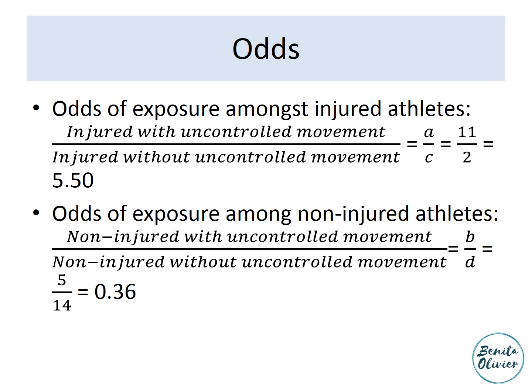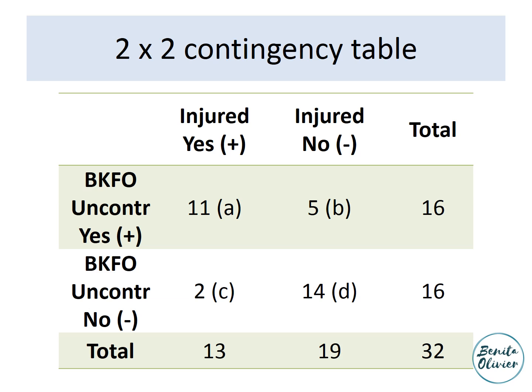Now first, before you can calculate the odds ratio, you need to calculate the odds. So the odds of exposure amongst the injured athletes is the injured with uncontrolled movement divided by the injured without uncontrolled movement. And you'll see it's A over C, or 11 over 2. Those in the injured group who displayed uncontrolled movement divided by those in the injured group who did not display any uncontrolled movement.